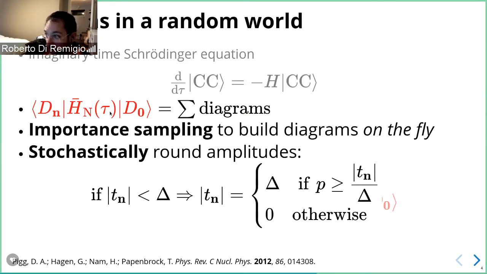And with this in mind, we can do an importance sampling to build the diagrams on the fly during the propagation, and then apply a stochastic rounding of the amplitudes that we select in this importance sampling algorithm, such that if there's any amplitude that in absolute value is less than a given threshold, we throw it away. Otherwise, we store it.